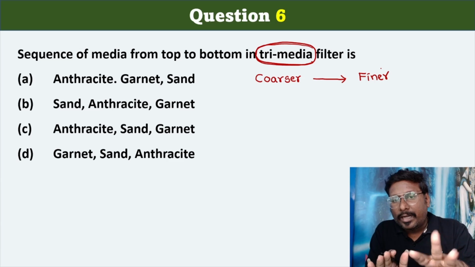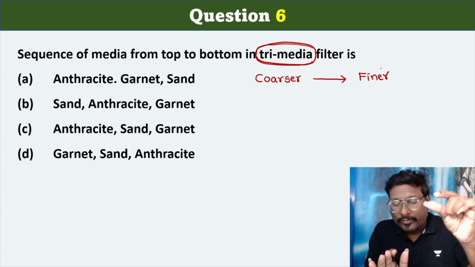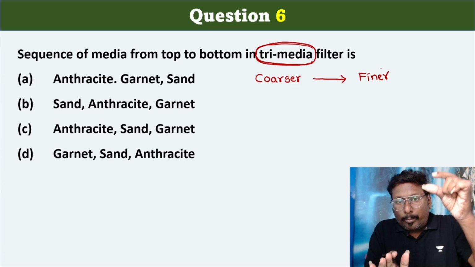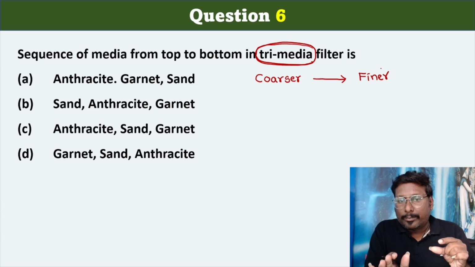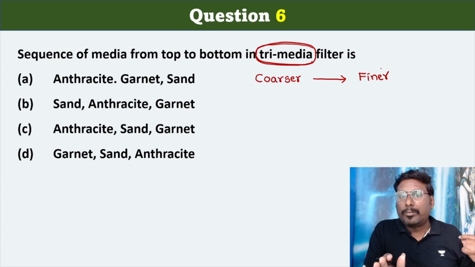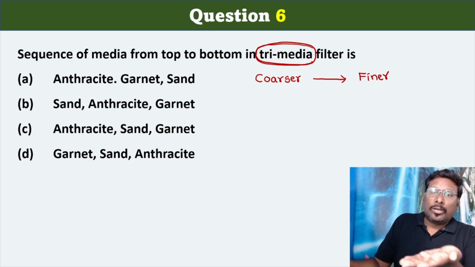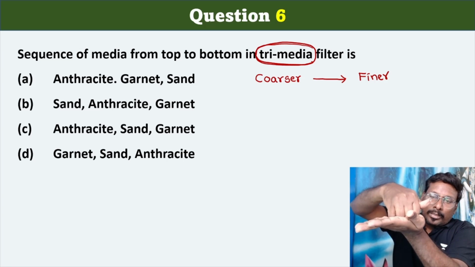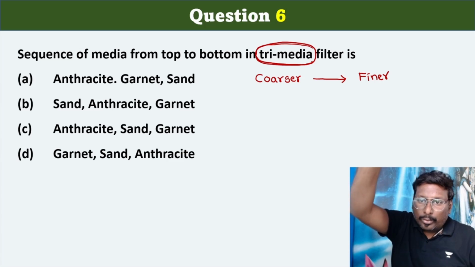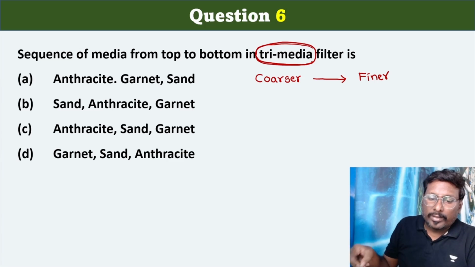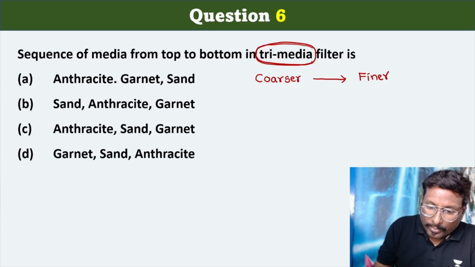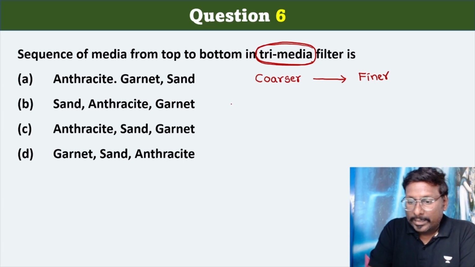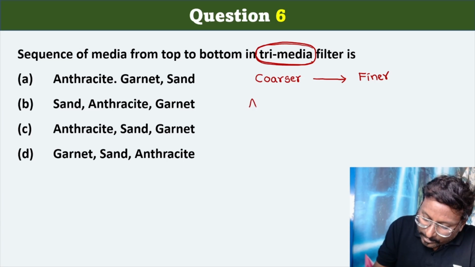Out of the 3 particles, the one which carries larger size will come first. Then moderate, intermediate size will come next. Finer size will come last. Because water directly coming in interacts with the top layer, the top layer must be coarser. What is the coarser one among them? Coarser one is anthracite.